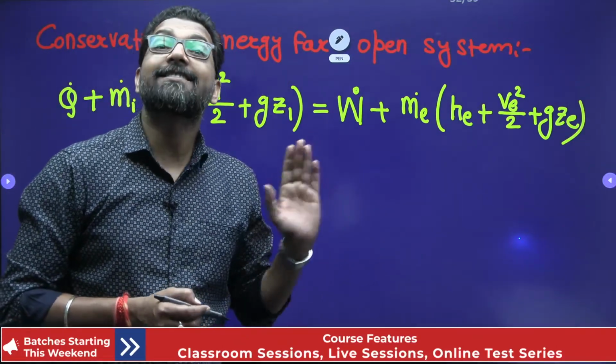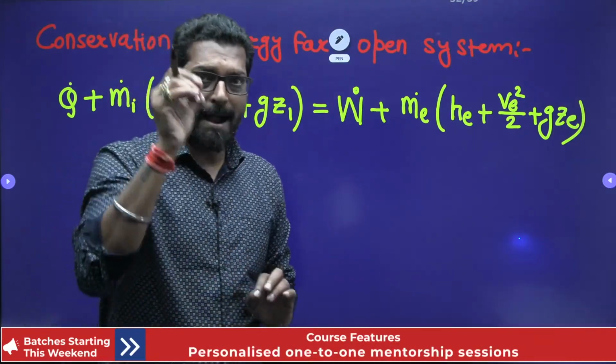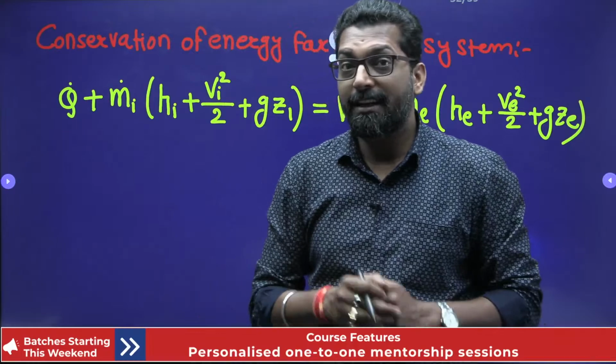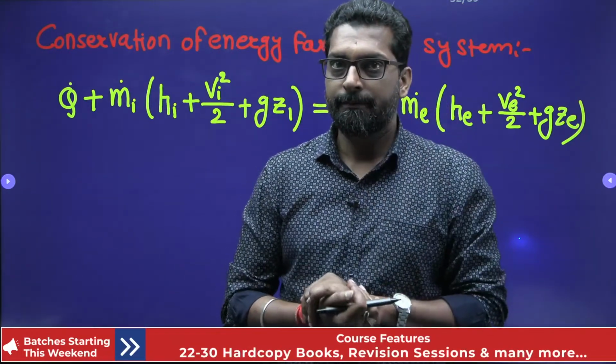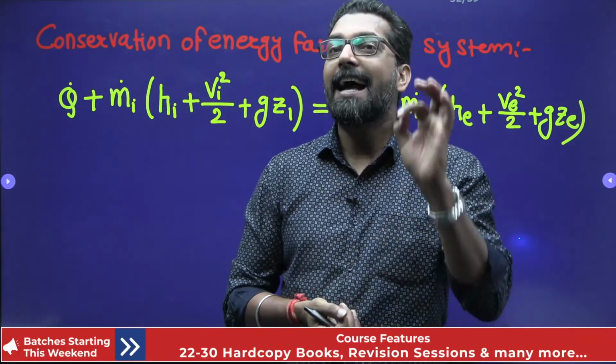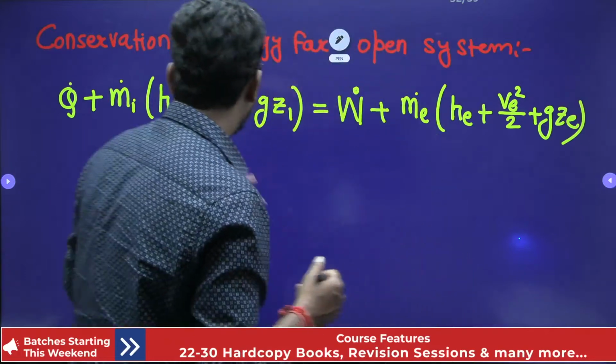This is at a section. This is the conservation of energy at a section. And mind it, Bernoulli's equation is also conservation of energy, but that is energy at a point, and this is energy at a section. Very important. So this is the equation.